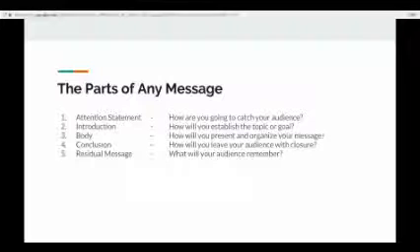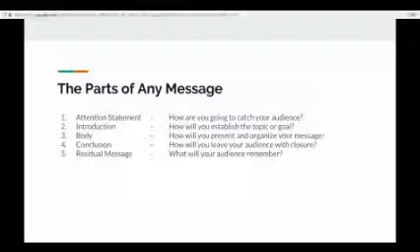The parts of any message are also going to be very, very similar. And some of these might be implicit in the case of visual communication. Some of them might be explicit in the case of written communication. But all messages have some kind of attention statement, how the message captivates the audience.